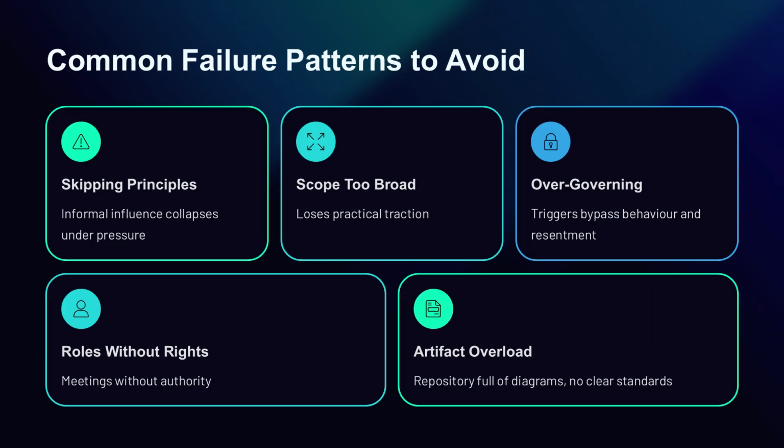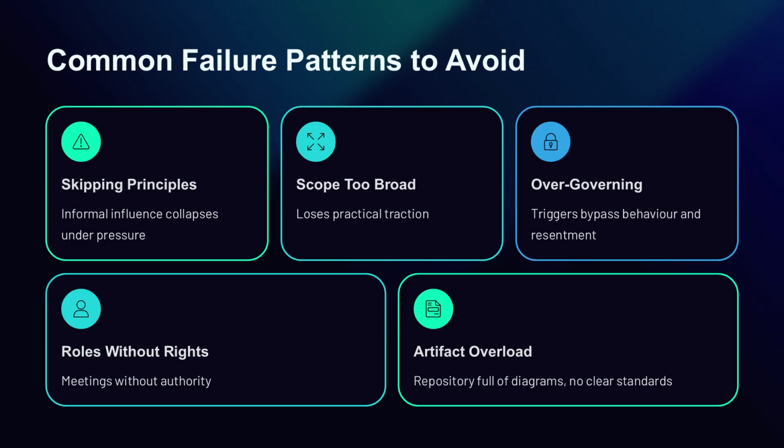Now that you have a clear picture of success, you should watch for common failures that undermine architecture. One failure is skipping principles and relying on informal influence, which collapses when pressure rises. Another failure is defining scope too broadly and losing practical traction. Another failure is over-governing, which triggers bypass behavior and resentment. Another failure is creating roles without decision rights, which produces meetings without authority. Another failure is building a repository full of artifacts but no clear standards or approved patterns.